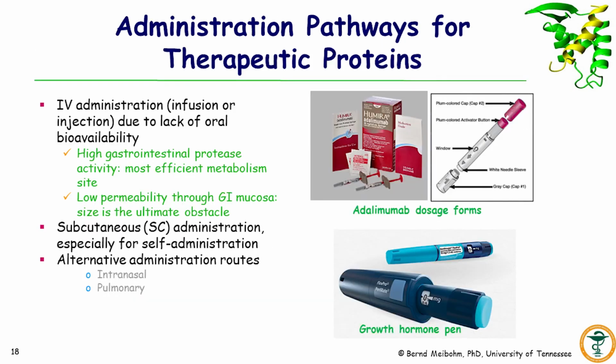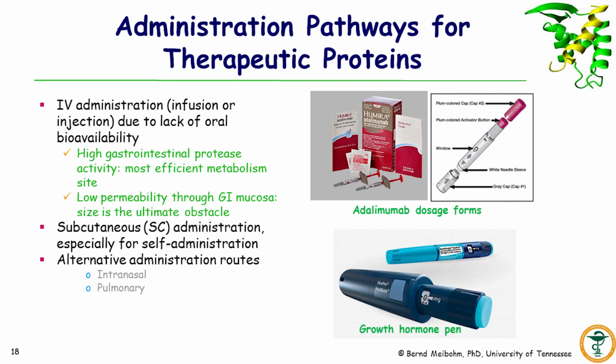Now, if therapeutic proteins need to be administered by the oral route, then they have no appreciable oral bioavailability. And that means that they need to be administered by intravenous administration, either as infusion or injection. The main reason for that is twofold. One is that the gastrointestinal tract has high protease activity, so it's the most efficient metabolism site for proteins in the body, obviously for proteins that are taken up for nutritional purposes.